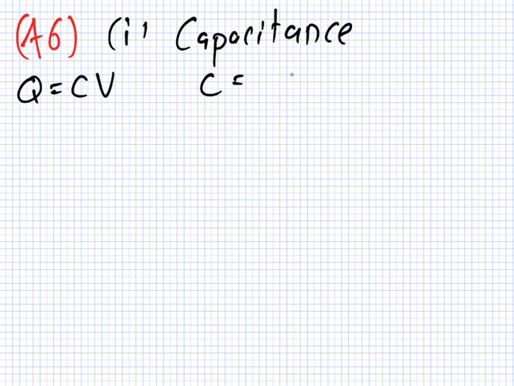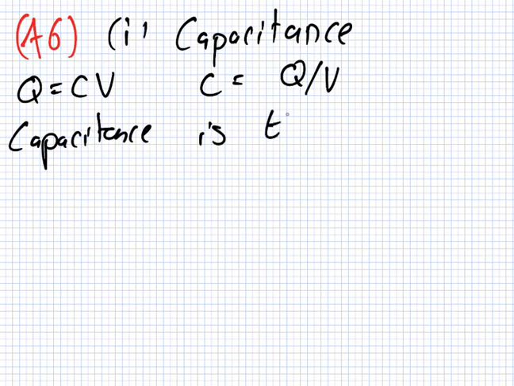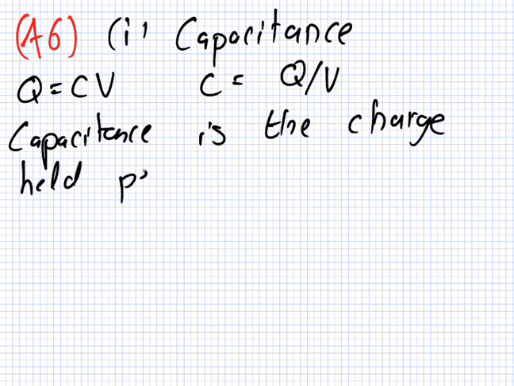Part 1. Define capacitance. So what's the formula that has capacitance in it? Q equals CV. So what does C equal? Yeah, so we can say that capacitance is how much charge can be held per 1 volt potential difference. Yeah. So capacitance is the charge held per 1 volt potential difference.